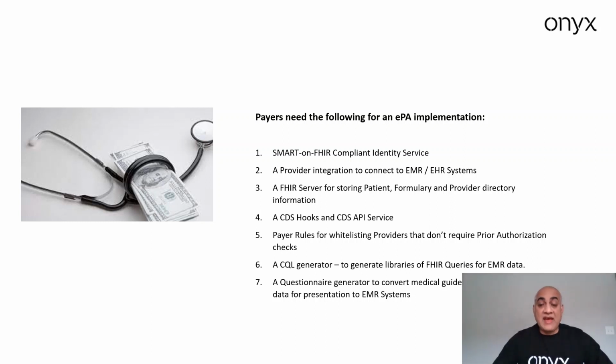So these rules have to be converted into questionnaires from the payer's perspective and sent back to the providers so that these questionnaires can be responded to by the providers with automated filling, and then a decision can be made on these. So these are the technical components that the payer is required to have to go ahead and start implementing the electronic prior authorization process.